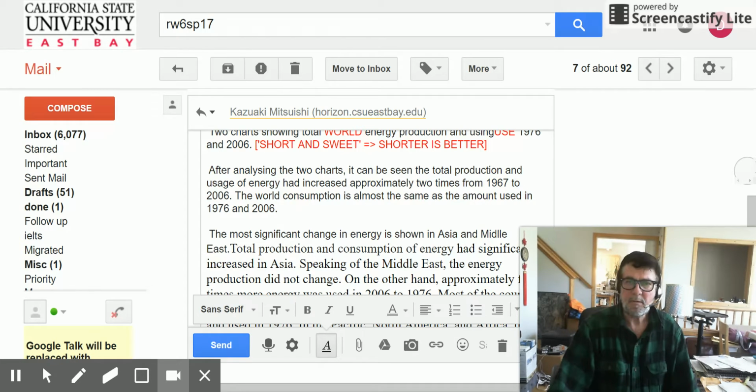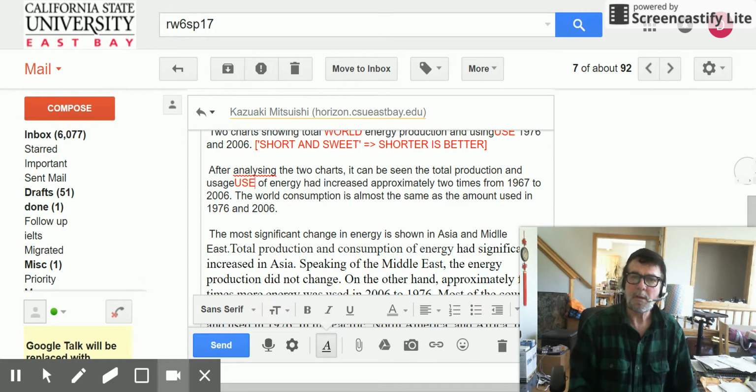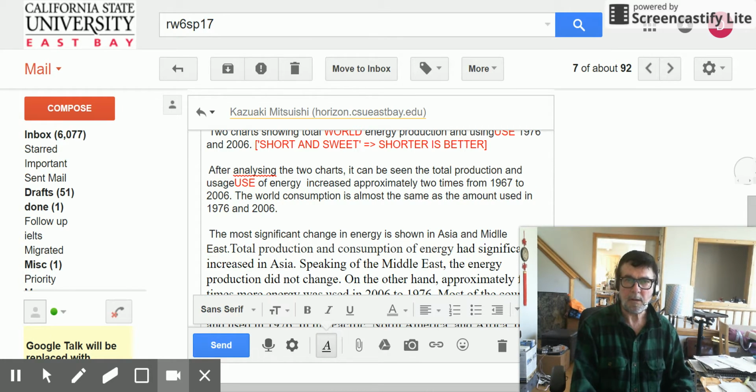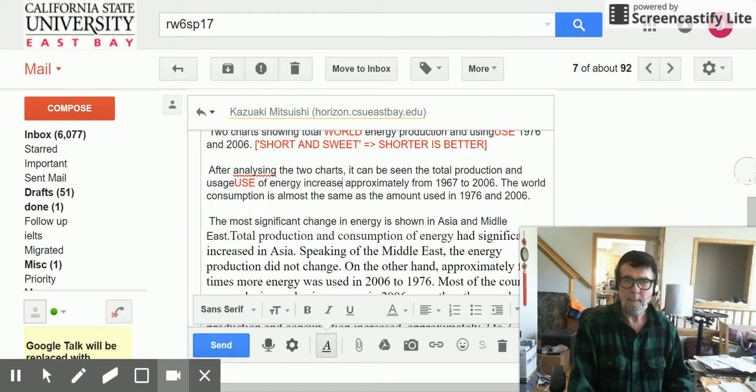All right, "after analyzing the two chart can be seen the total production usage." Like I said, let's just go with the word use. "Of energy had increased." To use had, you need two events, both in the past, and you wish to contrast and show that one happened before the other. So that's not the case here. We're just going to take that out. Just increased, that's enough. "Approximately 2 times." We don't say 2 times, we say twice. No, actually, you know what we say? Approximately doubled. Doubled.